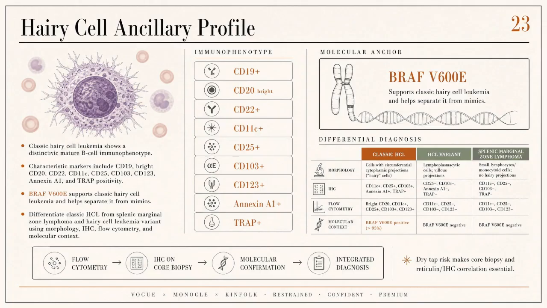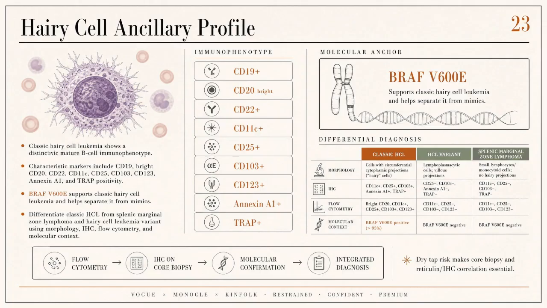From a histotechnologist's perspective, the ancillary profile of HCL underscores the importance of meticulous specimen handling. Proper fixation and processing are essential to preserve antigenicity for both flow cytometry and immunohistochemistry. Coordinating with the clinical laboratory to ensure timely and appropriate molecular testing is equally critical. Awareness of potential pitfalls, such as antigen degradation or suboptimal staining, can prevent diagnostic delays and errors.